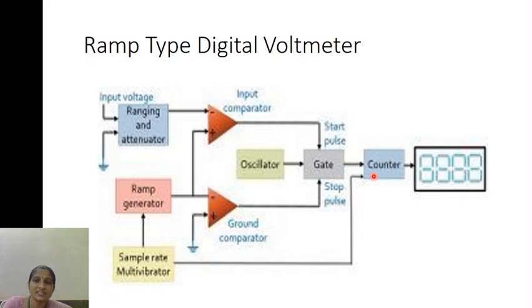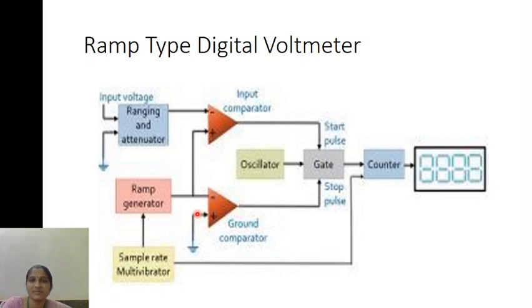And for refreshing the counter, that means when the reading is done and you want to check another reading, a sample rate multivibrator will send a reset pulse to the counter, so that the counter will be reset. Also, one more function of this sample rate multivibrator is that it will produce again a negative going ramp signal or a positive going ramp signal, whatever is required. It will give it to the ramp generator, so that the next measurement can start. This is about the ramp type digital voltmeter.